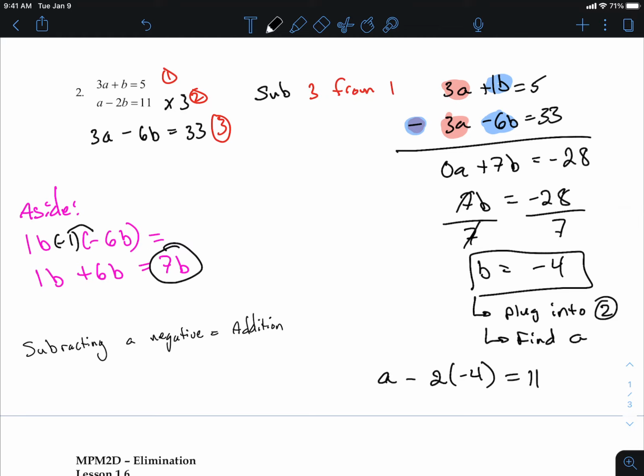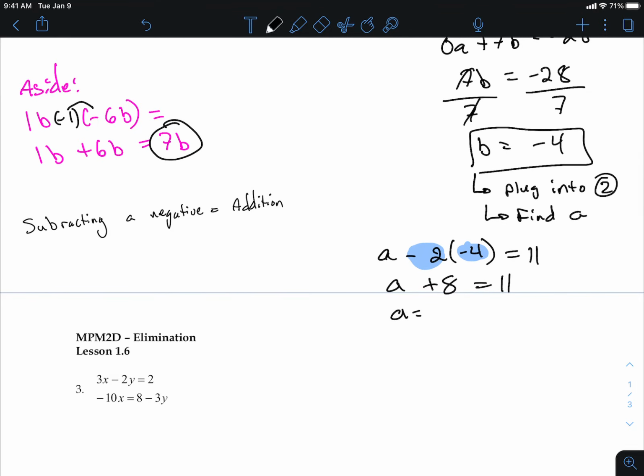Negative 2. Okay, remember this whole piece is being multiplied into here. Negative 2 times negative 4. Okay. And then so a is equal to 11 minus 8.